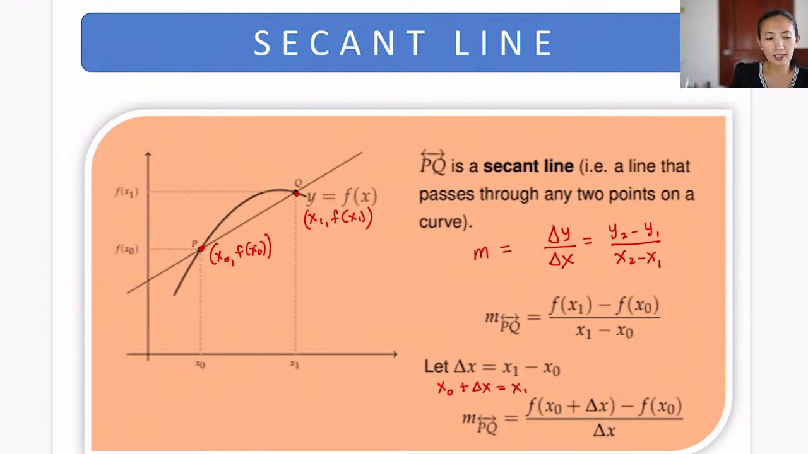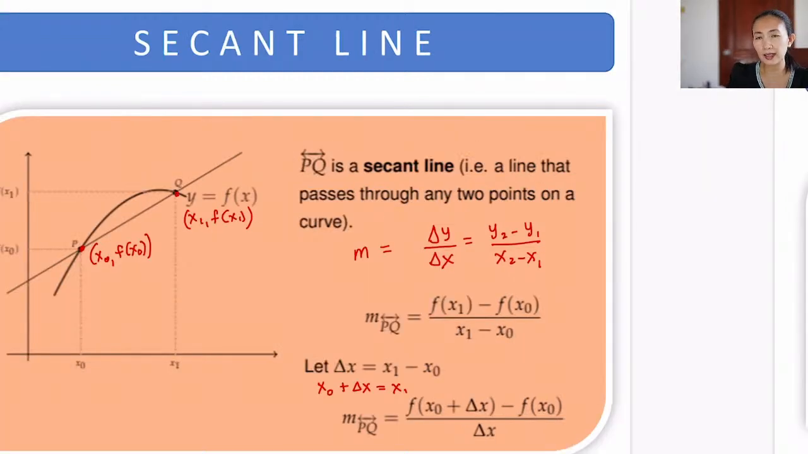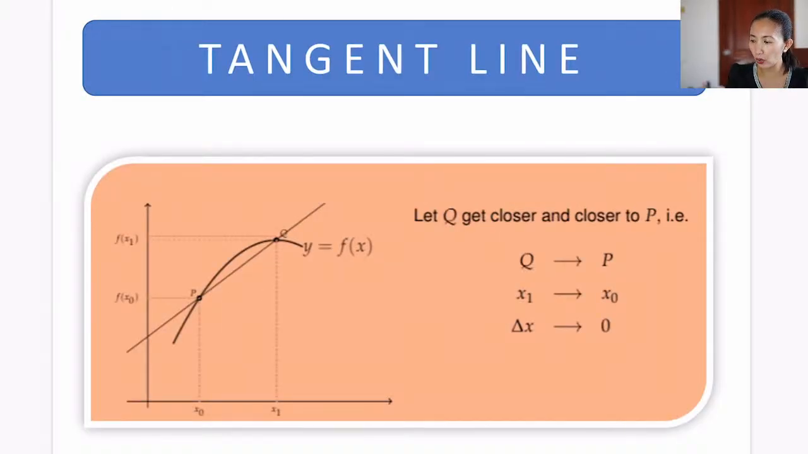For the secant line, there is no problem identifying the slope because it crosses the function at 2 points. It touches the curve in 2 points, and remember that to solve for slope, we need 2 points. So it's easy finding the slope of the secant line. How about the tangent line? What about the tangent line?